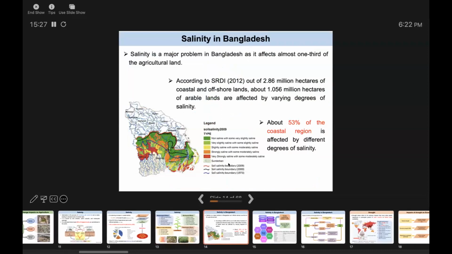of the crops. So in Bangladesh, it is also a major problem, and one third of the agricultural land is under the threat of salinity. And according to SRDI, 2.86 million hectares of coastal and offshore lands and about 1.056 million hectares of arable lands are affected by varying degrees of salinity. About 53% of the coastal region is affected by different degrees of salinity.